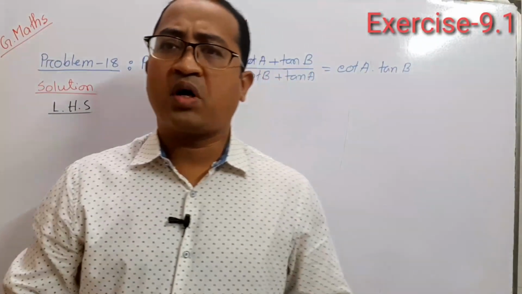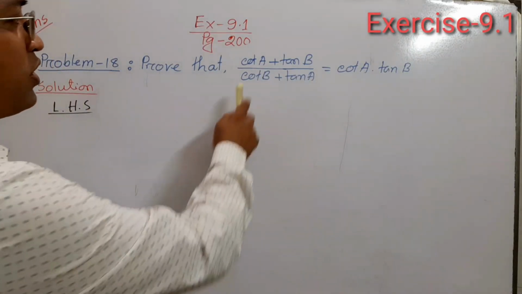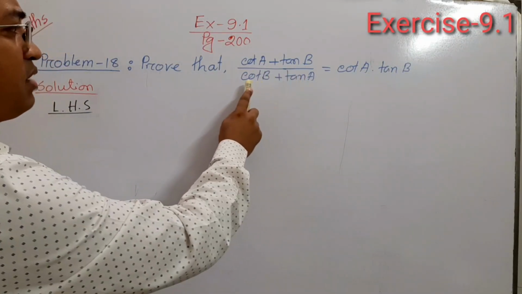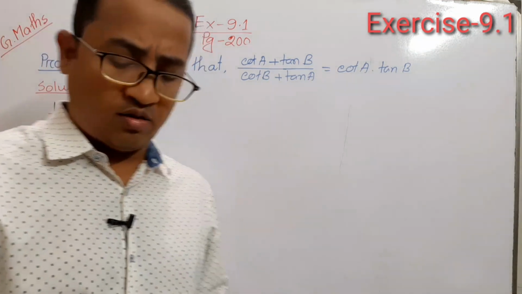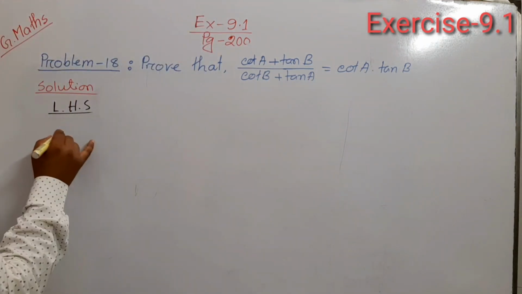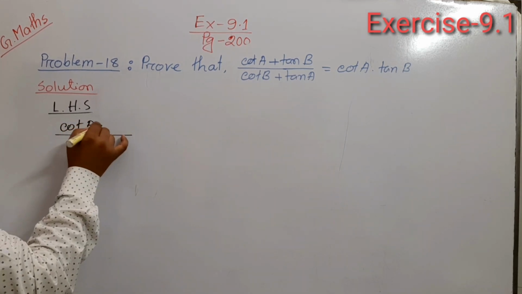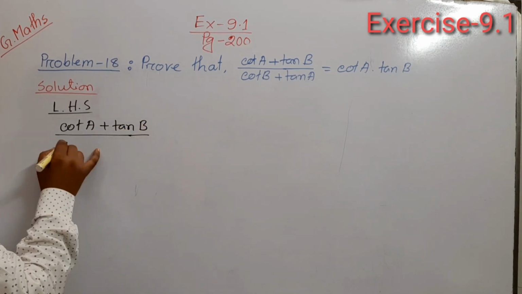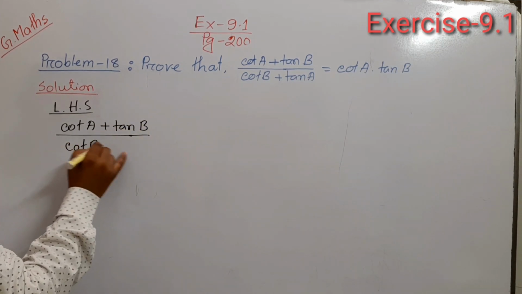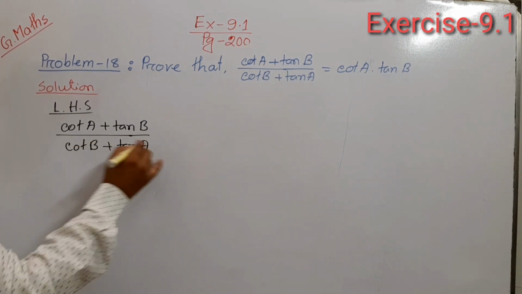Now problem number 18. Look at the board. Prove that (cot A plus tan B) divided by (cot B plus tan A) equal to cot A into tan B. Left hand side, cot A plus tan B over cot B plus tan A. This is the left hand side.